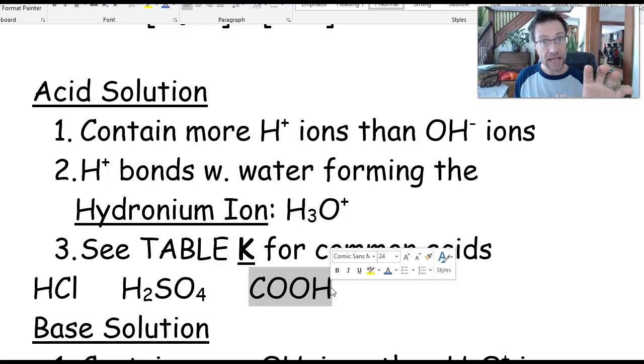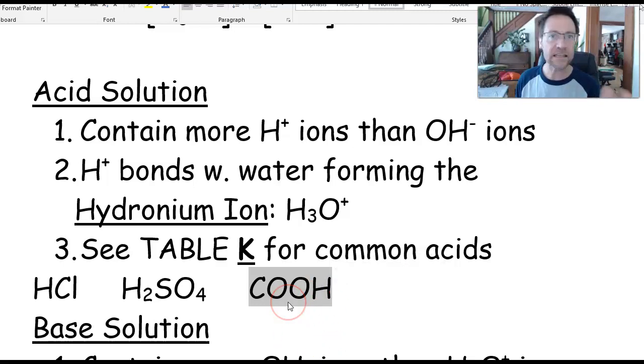It's an organic acid, and we will dig into why that's an acid and how it works later. I think that's chapter 11. But right now, all I want you to do is recognize that COOH is an acid, because when you put it in water, that H is the one that sort of breaks off and makes an acid.